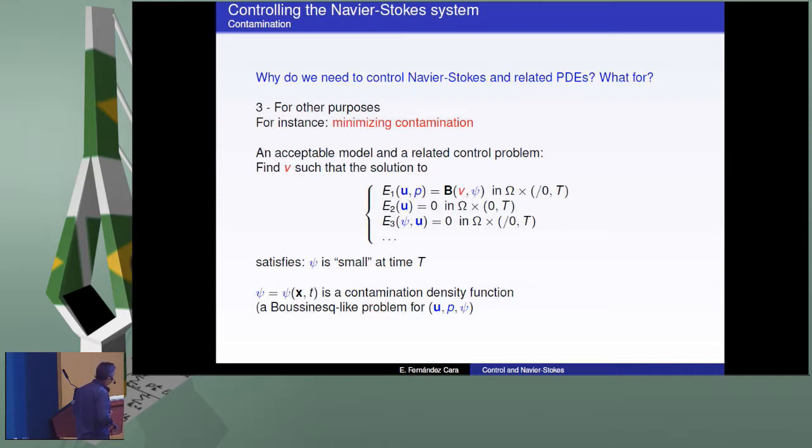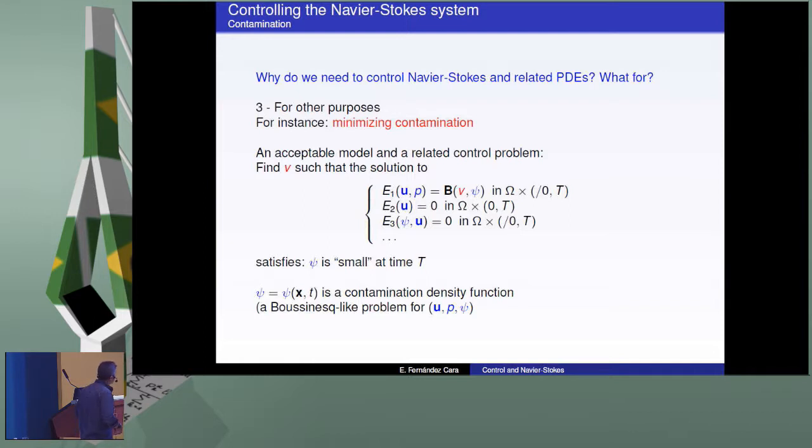So this is an acceptable model for contamination, and an acceptable control problem for contamination is just to find v, to find the control v, such that the solution of this system satisfies this property: psi is small in some sense at time capital T.